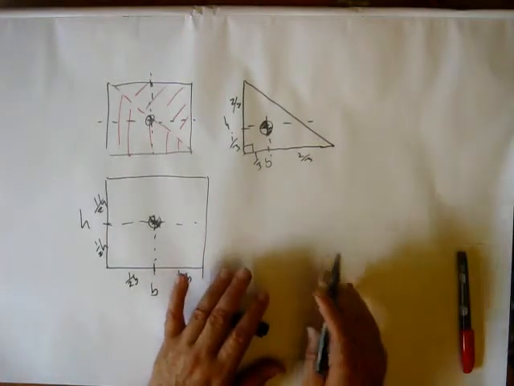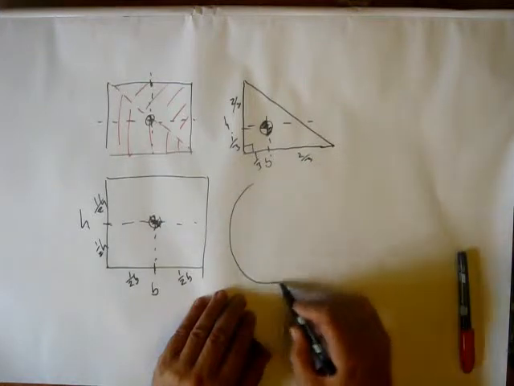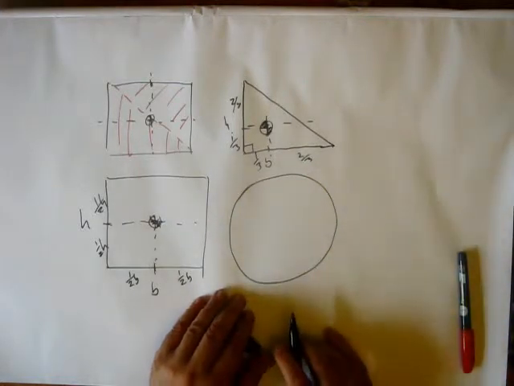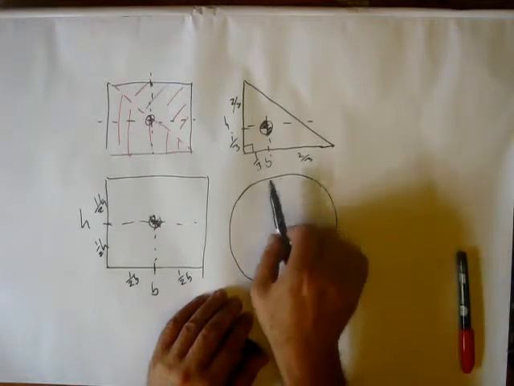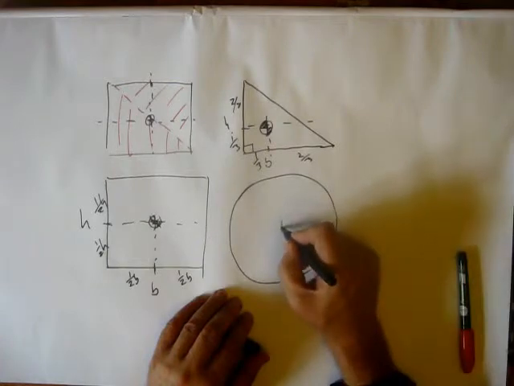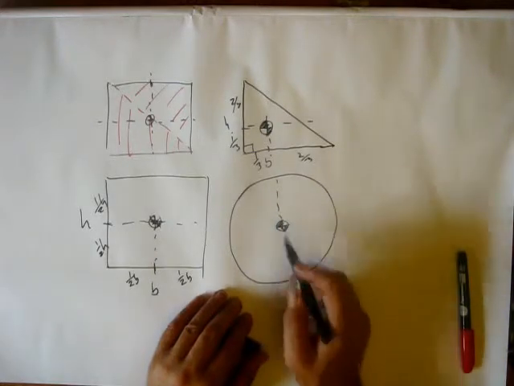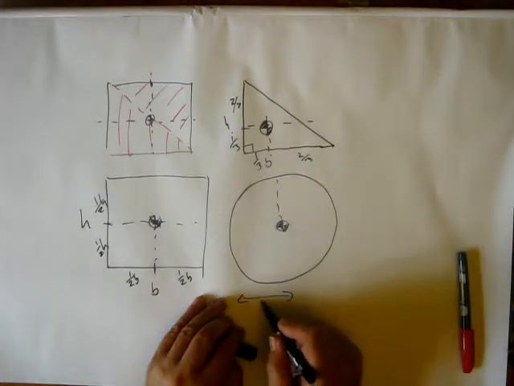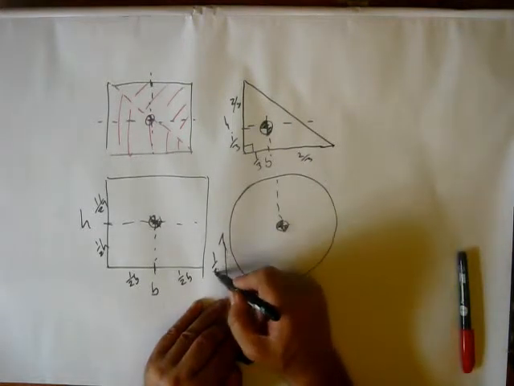The other common shape that we do centroids of all the time is a circle. Now the thing about a circle is that the circumference is always the same distance from the centre point. So the centroid is going to be right smack in the middle of the circle. So we can say it's half the radius along and half the radius up.